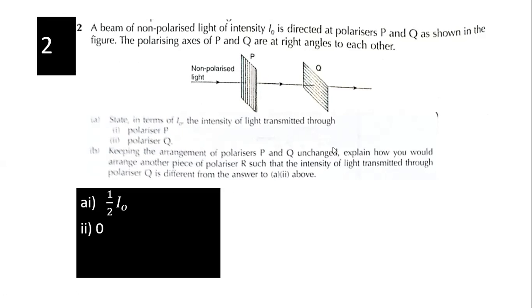Keeping the arrangement of P and Q unchanged, explain how you would arrange another piece of polarizer R such that the intensity of light transmitted through Q is different from the answer in A2. You don't want this to be 0. How do you put another polarizer there?